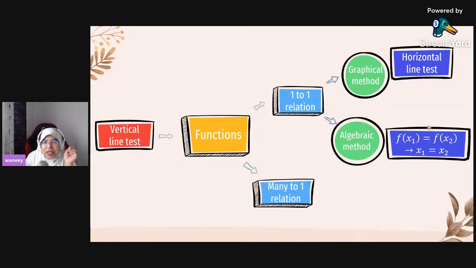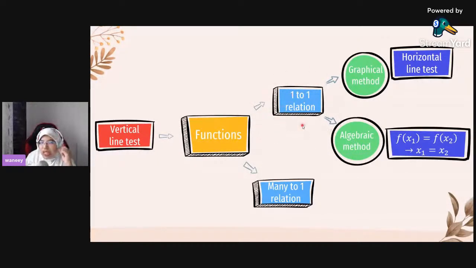By doing the algebraic method, you are doing something like f(x1) equal to f(x2), making sure that you only get x1 equal to x2. Okay, so again, I repeat, vertical line test. When you are doing a vertical line test, you might get either one of these two. Either you have a one-to-one or many-to-one. But to actually determine whether you have one-to-one or not, you have to do either graphical method or algebraic method. Okay, so you must really understand about this one-to-one function because our inverse only involves one-to-one function.